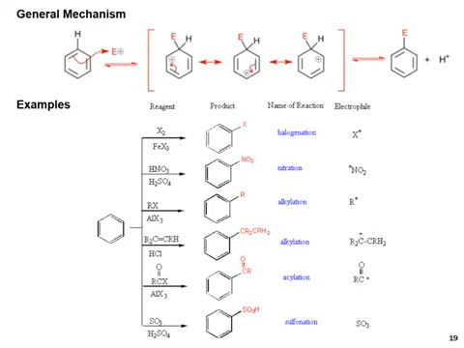This is the first example. Hydrogen is replaced by the halo group, then it is called halogenation. When hydrogen is replaced by the nitro group, then it is called nitration. When hydrogen is replaced by an alkyl group, then it is called alkylation. And next is an example of alkylation. When hydrogen is replaced by an acyl group, then it is called acylation. When hydrogen is replaced by SO3H, then it is called sulfonation.